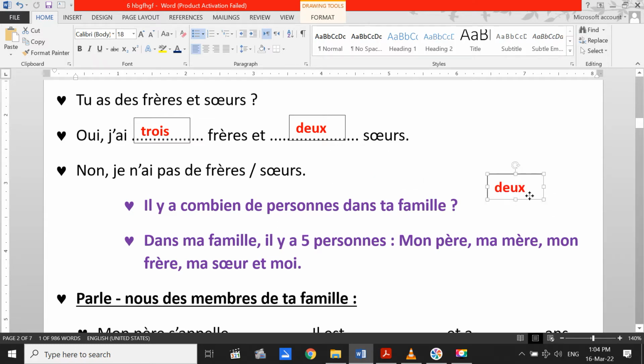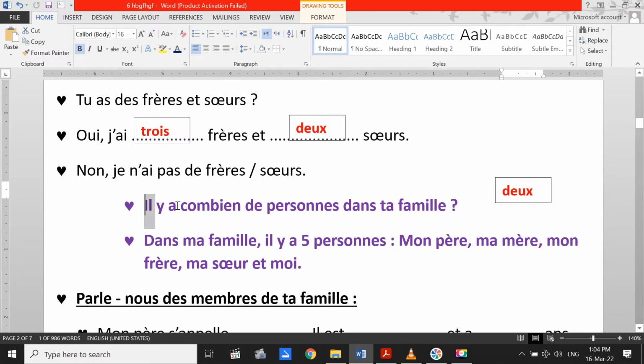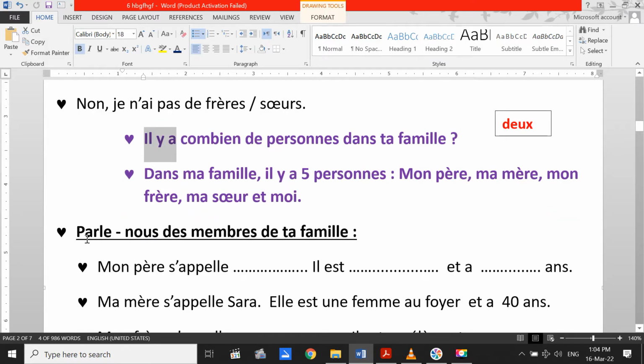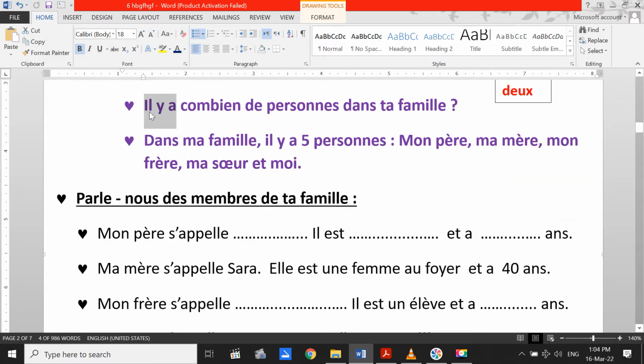Il y a combien de personnes dans ta famille? Il y a means there is or there are, but pay attention that il y a here, it's invariable. Invariable, it means we cannot change it. It's like an expression or idiom. Always, it's like that. There is or there are, il y a. Try to memorize it, it's very important. Il y a combien de personnes? How many persons or how many people or how many members? Dans ta famille, in your family.